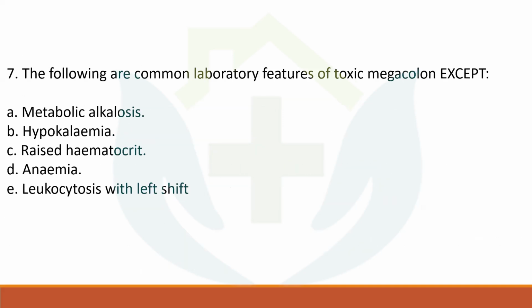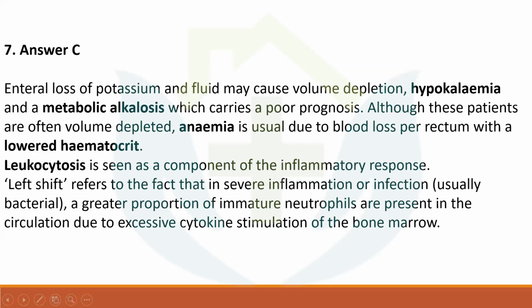The following are common laboratory features of toxic megacolon except: metabolic alkalosis, hypokalemia, raised hematocrit, anemia, or leukocytosis with left shift. You can answer. Toxic megacolon is a complication after C. difficile or necrotizing enterocolitis. What are the features? Okay, someone has answered C, again C. Let's see what the correct answer is. C is the correct answer. Why? Raised hematocrit does not occur, all the rest are there.